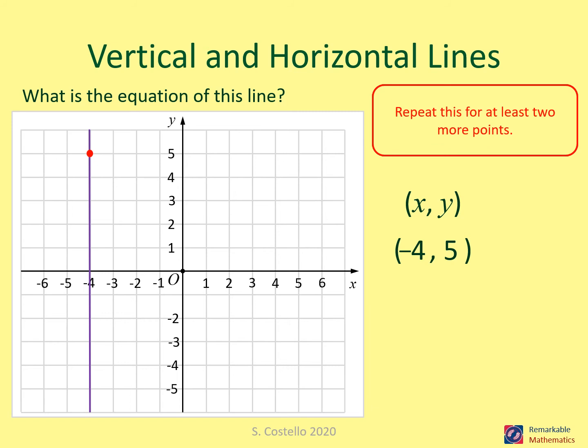Again, repeat this for at least 2 more points. The x value of this point is minus 4 and the y value is 2. And finally, the x value of this point is minus 4 and the y value is minus 3.